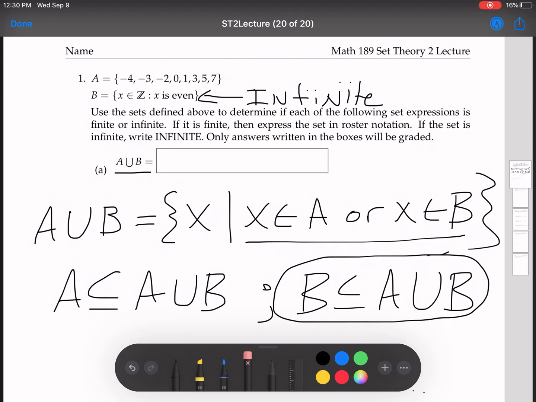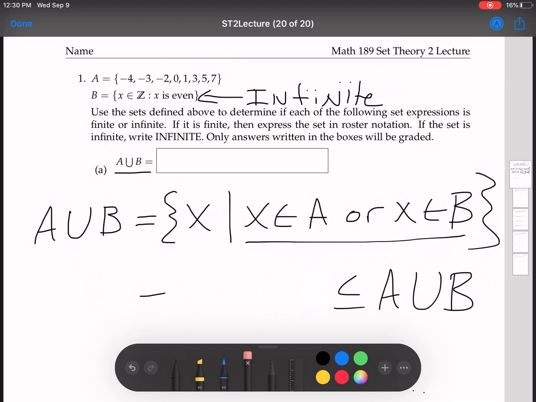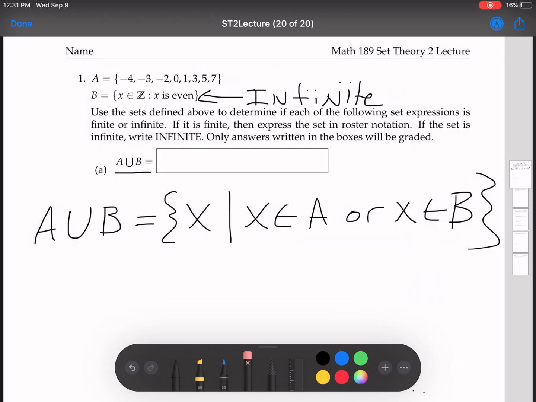Now, as I was going to do before, I could write these out and get an idea of what's in there as well. There's nothing wrong with that. But I just wanted to give you the big picture idea here, and that is that B is a subset of A union B, and B is an infinite set. So if you have an infinite subset of a set, then whatever that set is, in this case A union B, has to be infinite.